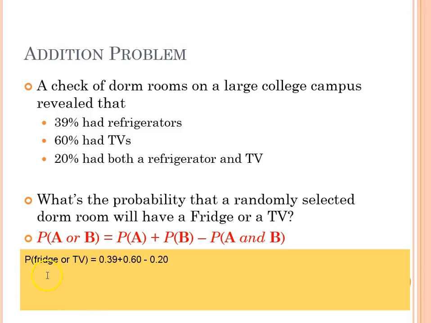So the way this works in this instance is that we're going to add up all the people that have refrigerators in their room. So the probability of selecting someone with a refrigerator is 0.39. The probability of selecting someone with a TV is 0.60. Now we've counted the people that have both a refrigerator and a TV twice, and so we're going to subtract those people out once, and they're 20% of the population, or a probability of 0.20. So the final probability, 0.79, is the probability that a randomly selected dorm room will have a fridge or a TV.